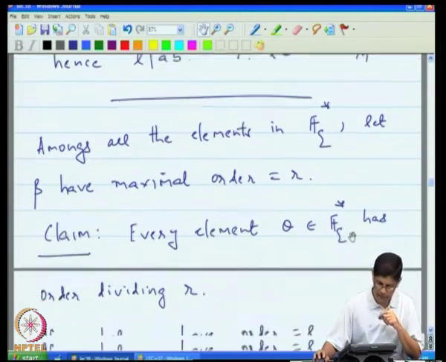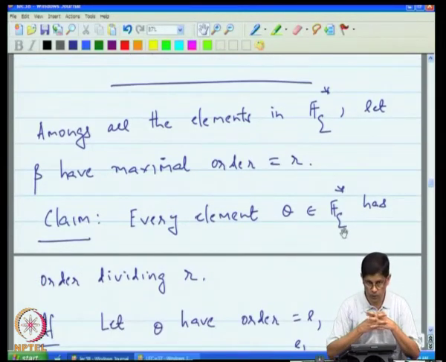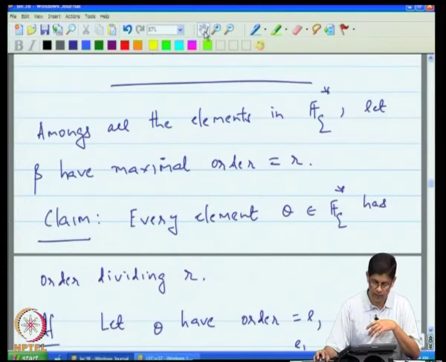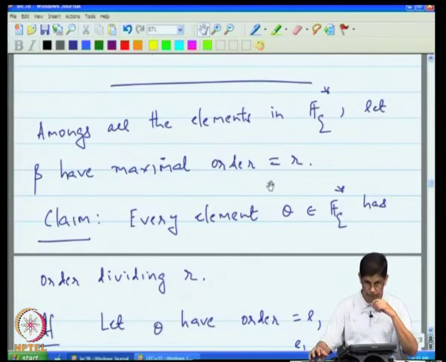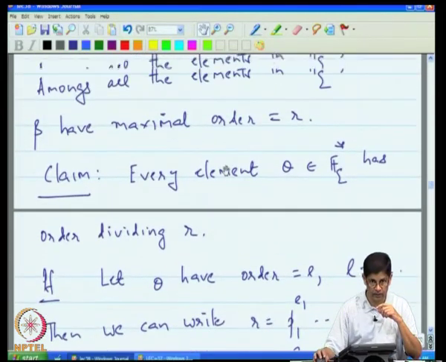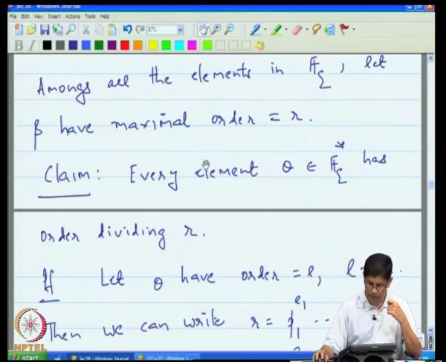Well, it turns out that you can actually use this to show that amongst all the elements in F_q star, let us say that there is an element beta whose order is the maximum. What does that mean? It means that you are looking at all the elements in the finite field and you are looking at all their orders, and you want to pick the element that has the largest possible order, and let us say that that is beta, and let us say that its order is r. Then there is an interesting claim that the order of all the other elements in the finite field must divide r.